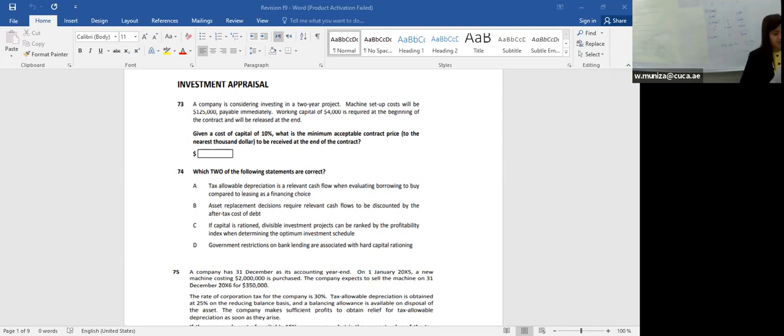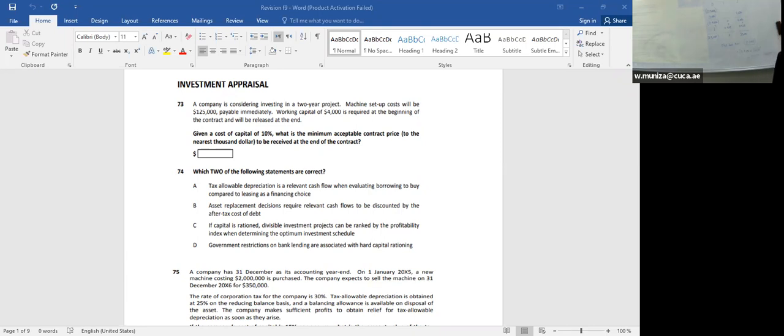Okay, question number 74, Angelika. Which two of the following statements are correct? Option A, tax allowable depreciation is relevant cash flow when evaluating borrowing to buy compared to leasing as financing choice. This is wrong, because tax allowable depreciation is not a relevant cash flow. It is the tax saving on the tax allowable depreciation. We see how much tax benefit there is on the tax allowable depreciation. Okay, so this is wrong.